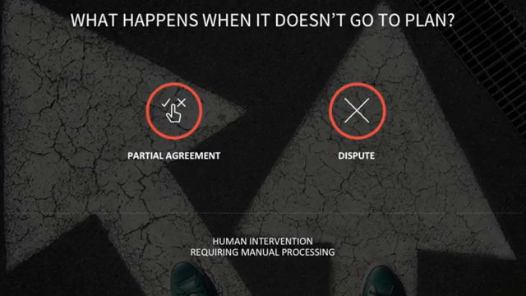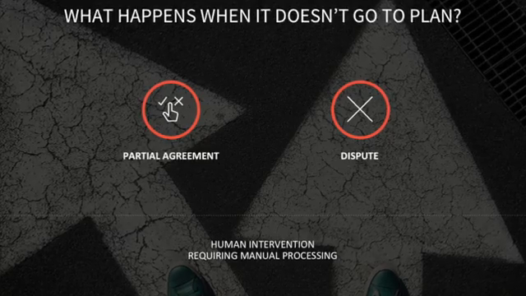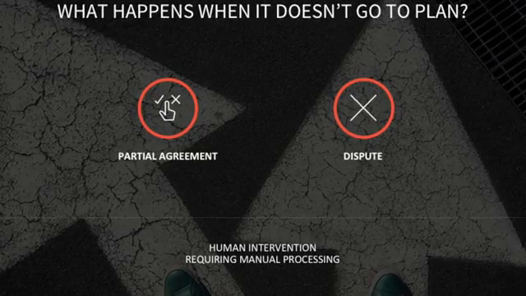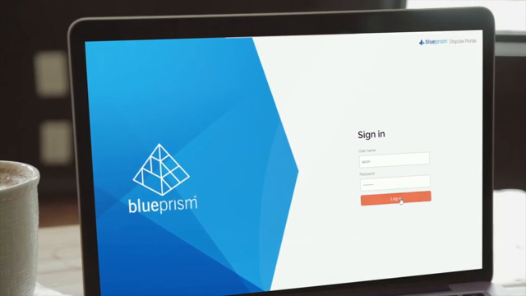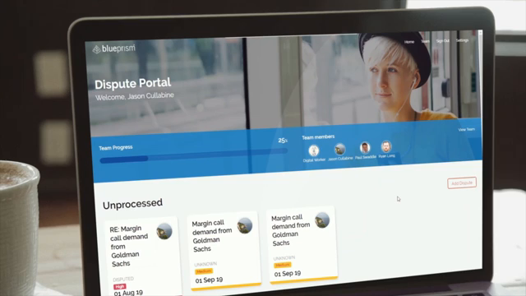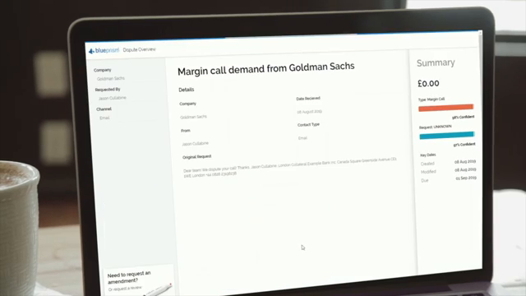What happens with partial agreements, disputes, or situations where specific data is simply not available? In these scenarios, the Blue Prism digital worker creates, prioritizes, and allocates requests to the relevant teams in the dispute management portal. Here, the collateral management team can get a full view of their backlog of work. When they drill down into each item, they not only get the context of the request, but also a view of the insights provided by Reinfer.